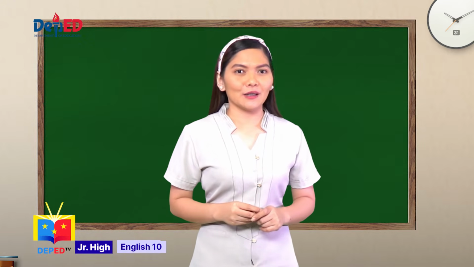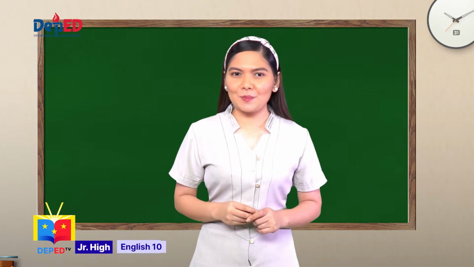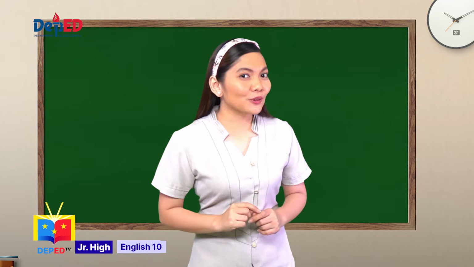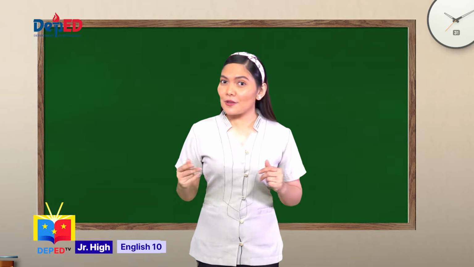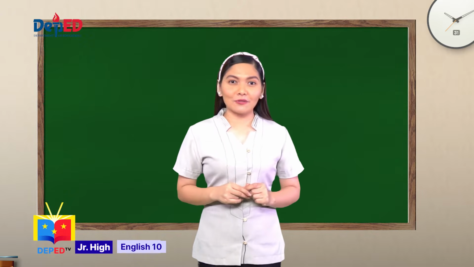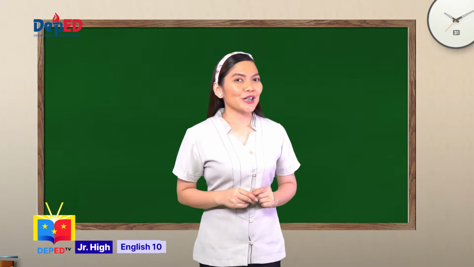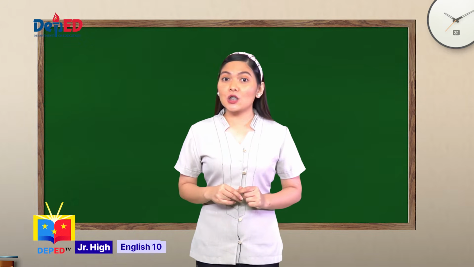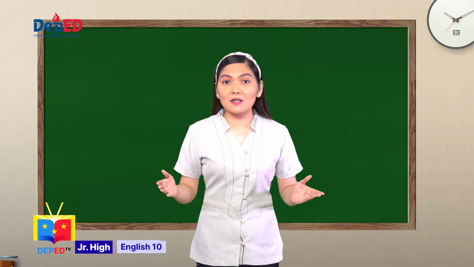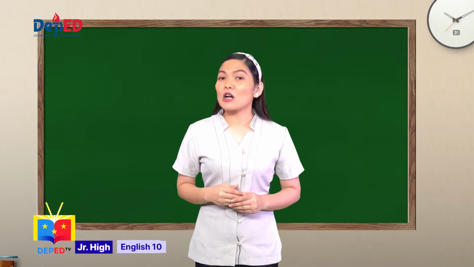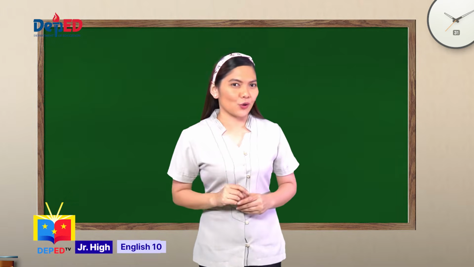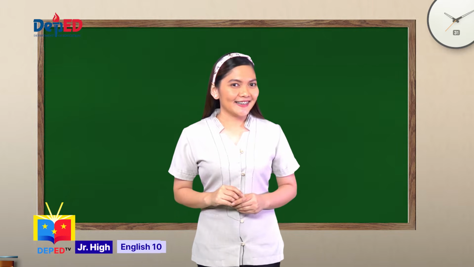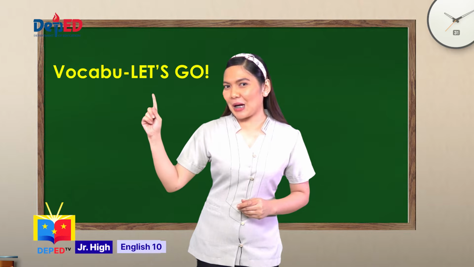Today, we will continue studying about plot, setting, and characterization. We will dig deeper into these terms. But wait! Do you know Daedalus and Icarus? Okay, listen carefully. I will tell you their story after we unlock the vocabulary words that we will encounter in the story. I want you to arrange the jumbled letters to form the word that is being defined in each number. Write your answers on a piece of paper. You have 5 seconds to unscramble each word. Ready? Nice! Let's go!